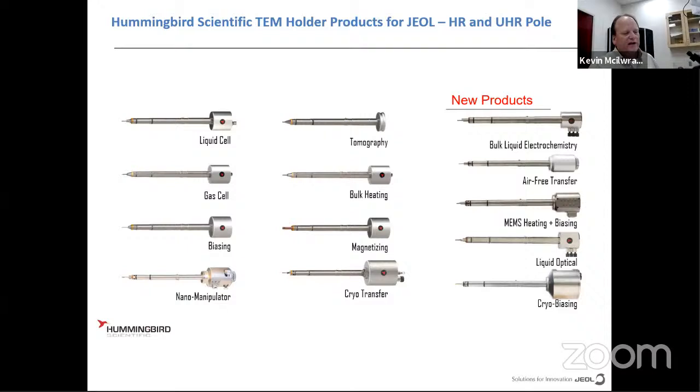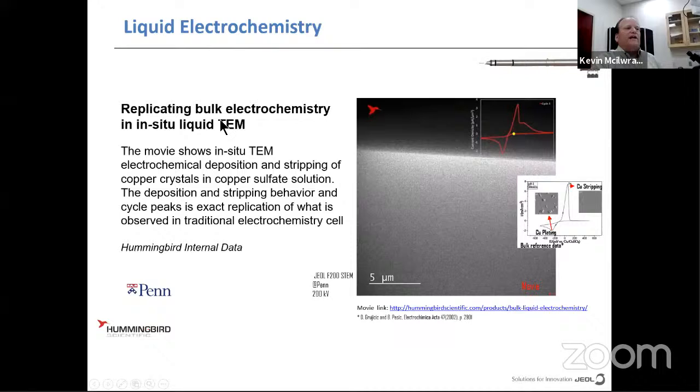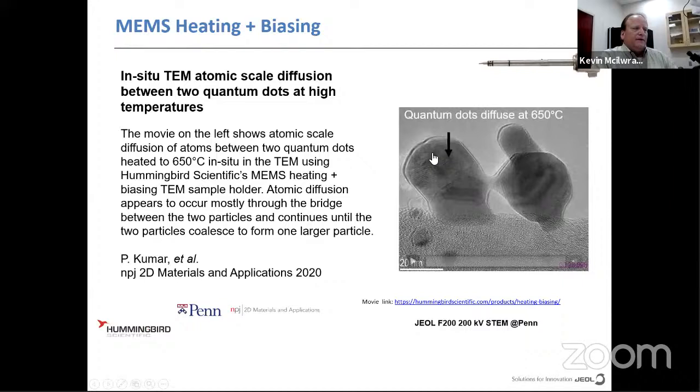If you look at their electrochemistry holder, we can see here in situ TEM electrochemical deposition and stripping of copper crystals in copper sulfate solution. The deposition and stripping behavior is cyclic and is an exact replication of what happens in an electrochemical cell. So we can watch dynamically what's happening, which is really great because before all this, we had to take a picture, then explain to somebody from a before and after what was happening, but now we watch it live.